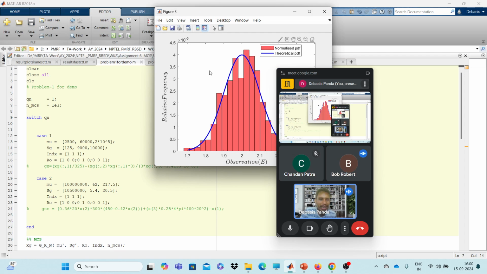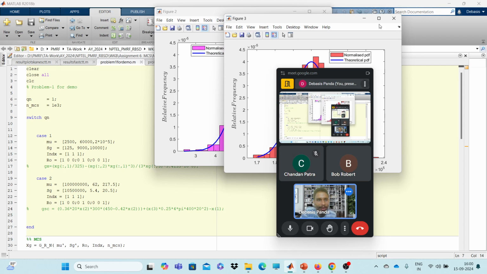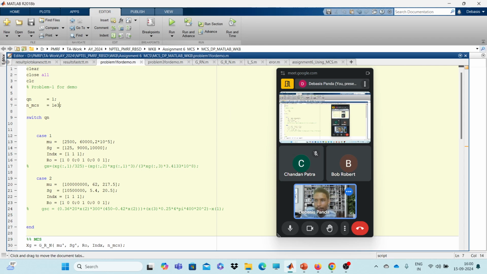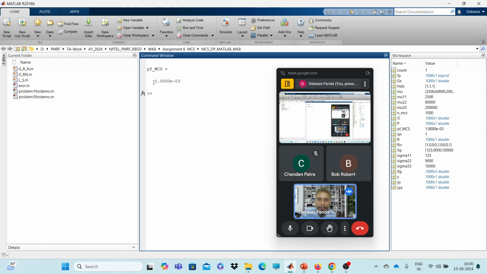It's a very crude approximation. Look at these two PDFs. Can you call it a match? No, you cannot. So the number of simulations is very important. Look at the value of the probability of failure, 1 into 10 to the power minus 3, and it's constant. If you conclude that with that number your probability of failure is this and this is your final result, it's actually not. You want to re-verify whether your samples are giving the actual densities as per your required densities.